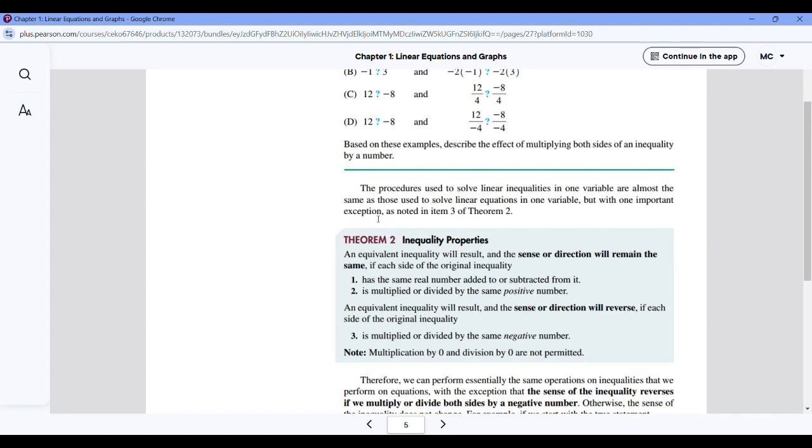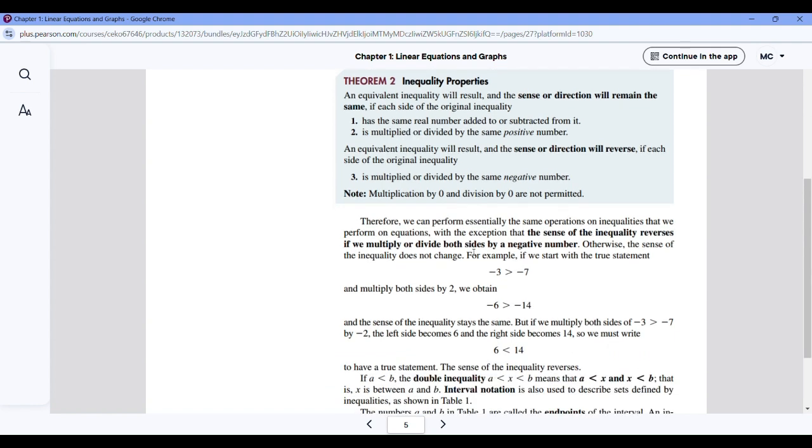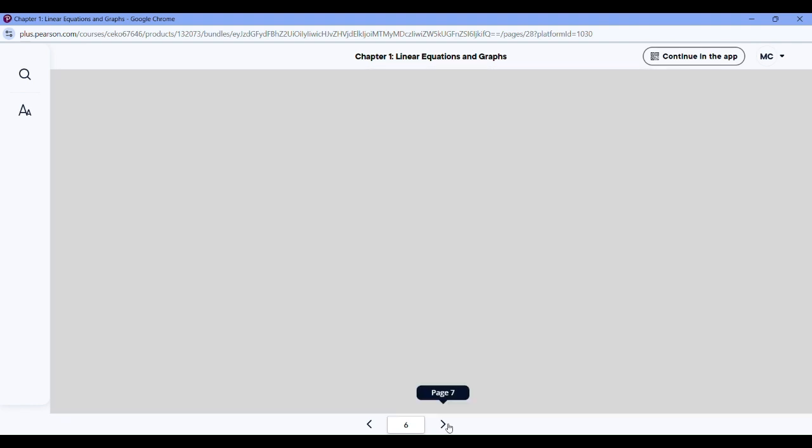Here's our second theorem, the inequality properties. An equivalent inequality will result, and the sense or direction will remain the same, if each side of the original inequality has the same real number added to or subtracted from it, or is multiplied or divided by a positive number. I think we all should be relatively familiar that when you divide or multiply an inequality by a negative, you have to switch the inequality. The sense of direction will reverse if each side is multiplied or divided by the same negative number. And you can't multiply or divide by 0.